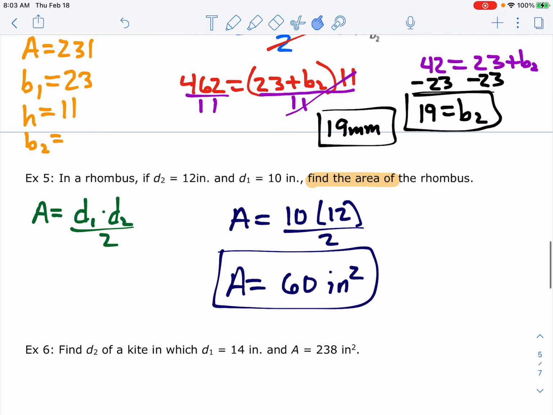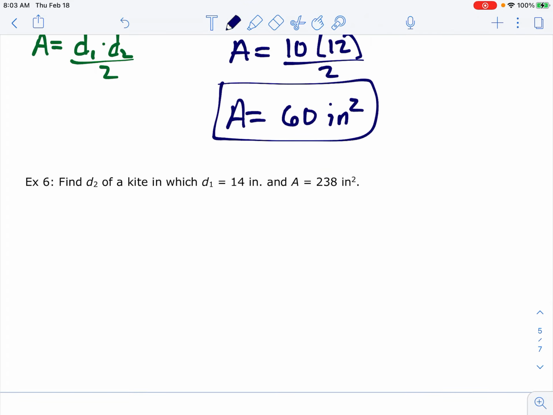All right, let's keep going to another example. Example 6. Find D2 this time. So they're asking us to work backwards. It's a kite. All right, so I'm going to list my formula for a kite. Formula for a kite says diagonal 1 times diagonal 2, all divided by 2. Well, let's look at this question.